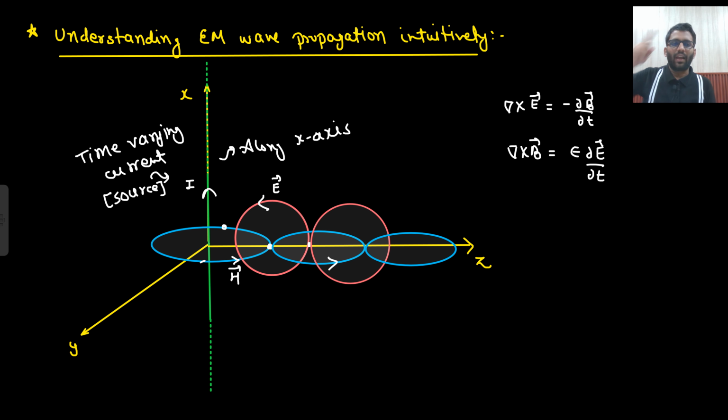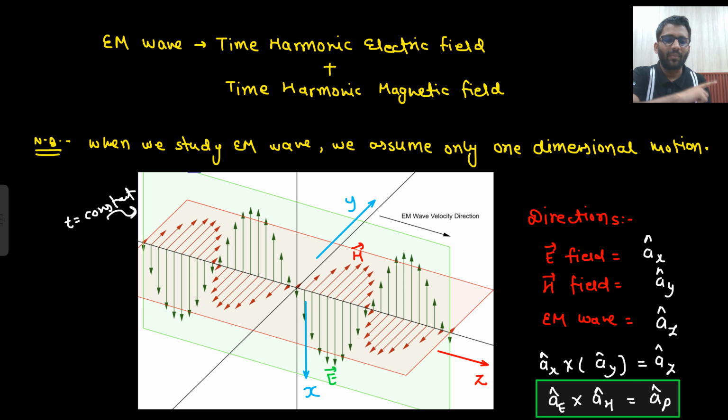So E, H and the direction of propagation are all perpendicular to each other. Also we got to know that the direction of E cross the direction of H is equal to the direction of propagation. Again we will see it, but for now you will remember it: E cross H is equal to P. This is what you are going to remember.